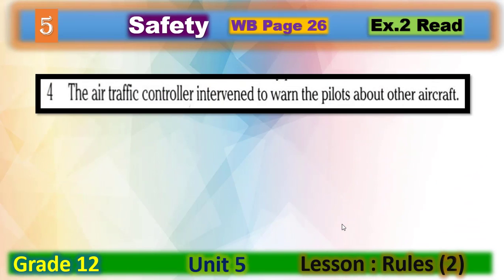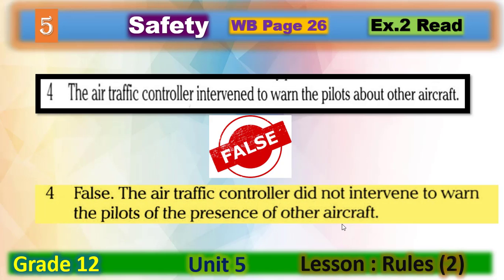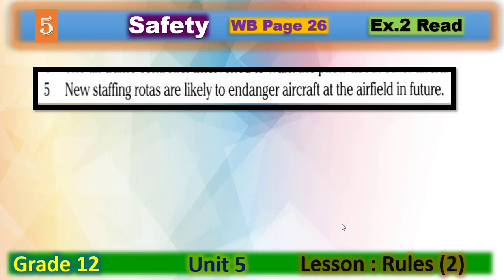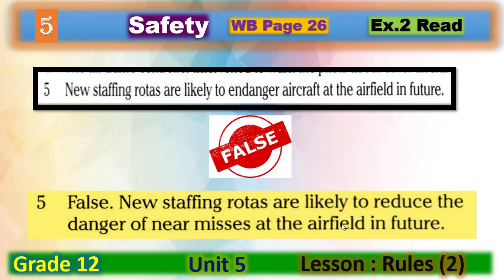Number 4. The air traffic controller intervened to warn the pilots about other aircraft. False. Because the air traffic controller didn't intervene to warn the pilots of the presence of other aircraft. The last statement. New staffing routes are likely to endanger aircraft at the airfield in the future. That's false, because new staffing routes are likely to reduce the danger of near misses at the airfield in the future.